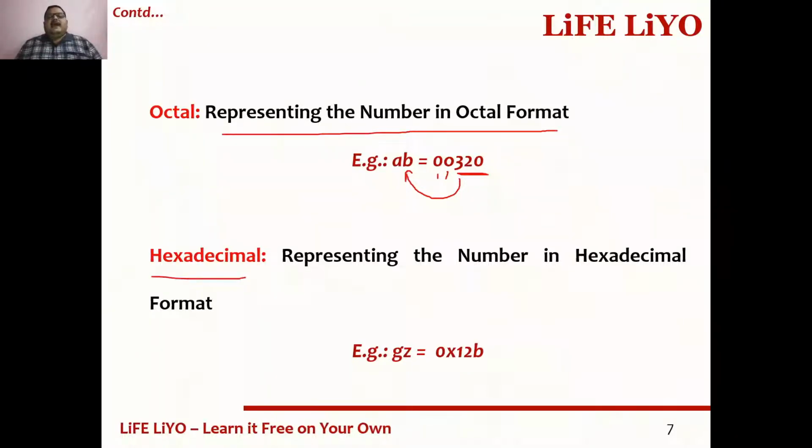Next one, hexadecimal. Hexadecimal is used for representing a number in hexadecimal format. If you want to represent anything from 0 to F, that is a hexadecimal value, then we can use this hexadecimal format. So this is a hexadecimal literal which is assigned to the variable called ZZ.